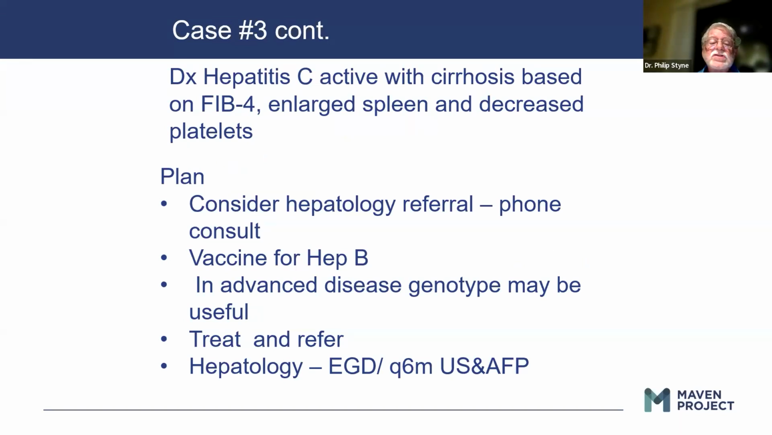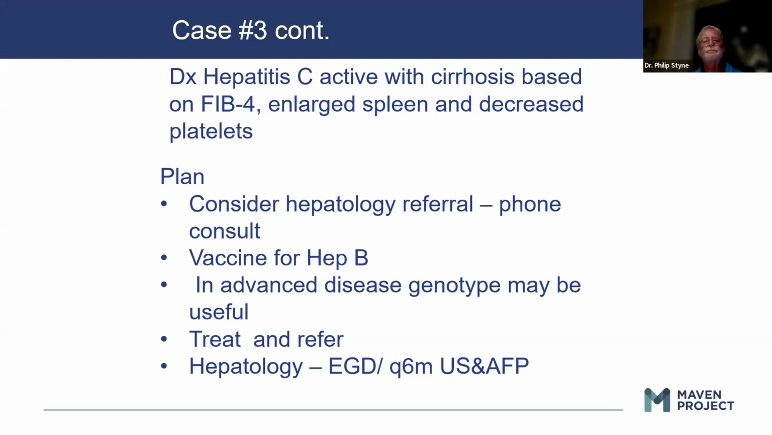In advanced disease, genotype may be useful in treatment if they're decompensated for sure. Treatment and refer. Why do they need to be referred? Well, they need to be scoped because we need to know if they have varices. And even though you cure their hepatitis C, this is important, they're going to need hepatocellular carcinoma screening every 6 months indefinitely, because even though they're cured of their hepatitis C, they are still at risk for getting HCC.